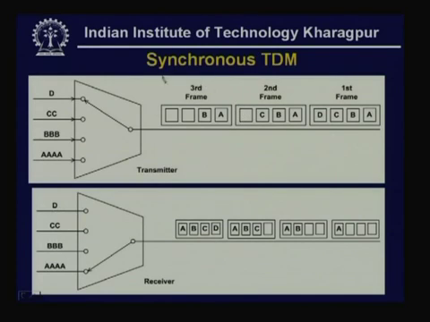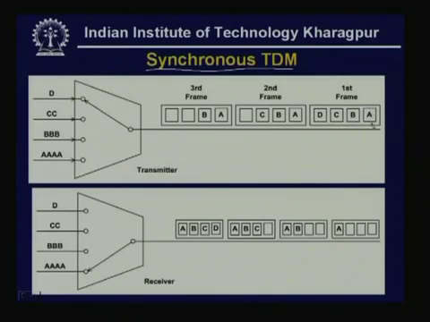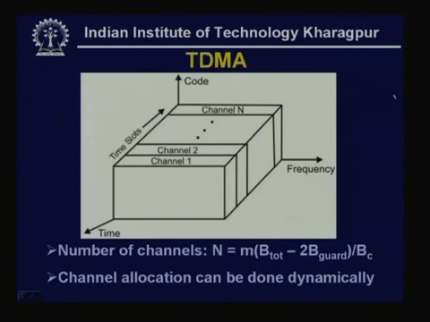But as you know, synchronous time division multiplexing leads to underutilization of the channel if the data is bursty in nature, and that is why we developed another approach, known as asynchronous time division multiplexing, where instead of allocating a fixed slot for each of the channels, the slots can be different. But in TDMA it is done in a little different way.